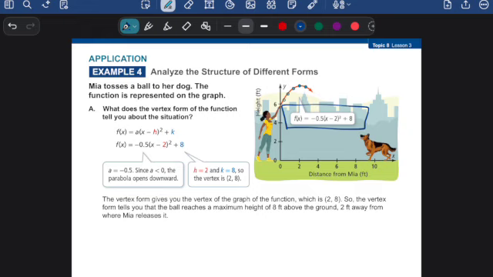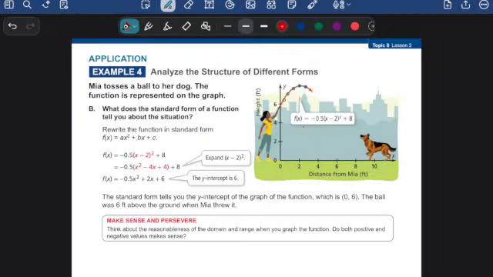So we can see that the equation's already given us vertex form. So from that we know we can write the vertex h, k, so h is 2, k is 8. So there's our vertex, and it makes sense because our a value is negative, so it's downward facing. That makes sense. So the maximum height it reaches is 8 feet above the ground, and it gets to its maximum height 2 feet away from where she threw it.